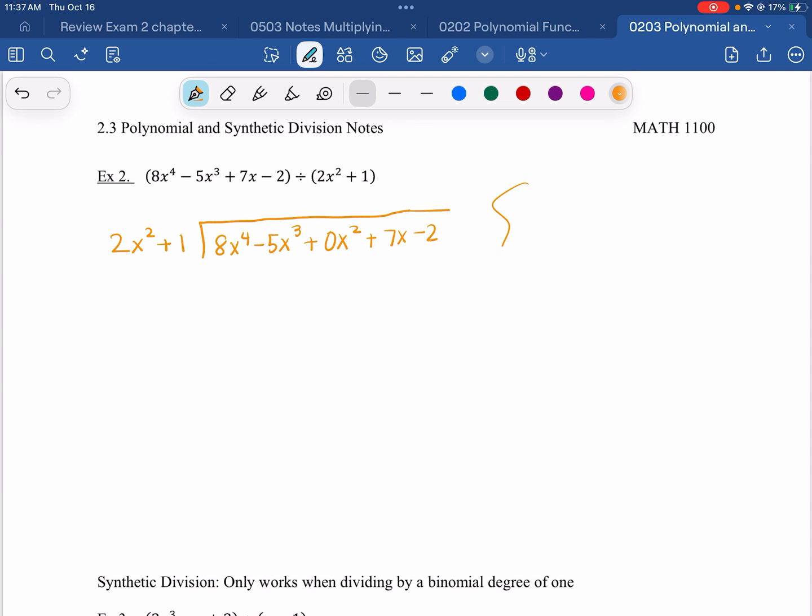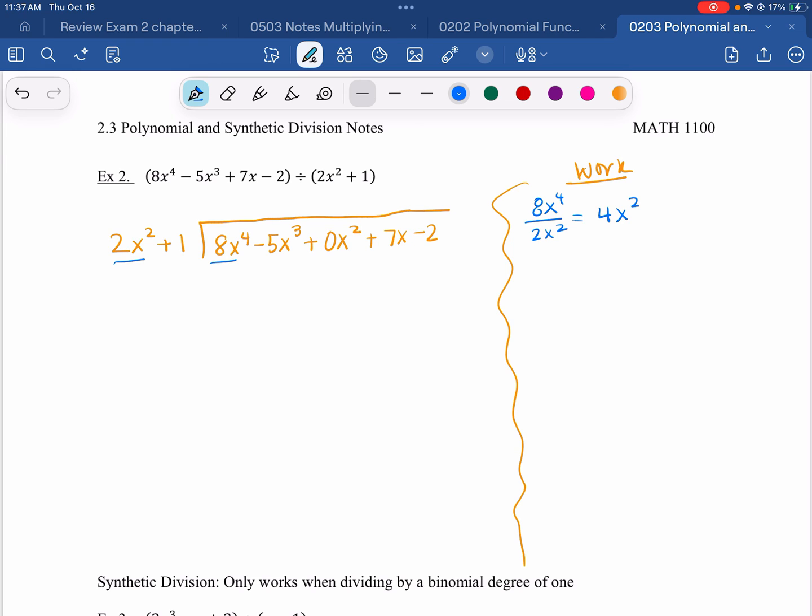So again, I'm going to have my work area. I take my first one, 2x, and then what do I need to multiply 2x squared by to get to 8x to the fourth? If you don't know, that means you're dividing. 8x to the fourth divided by 2x squared gives me 4x squared.